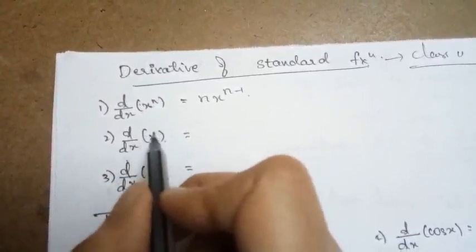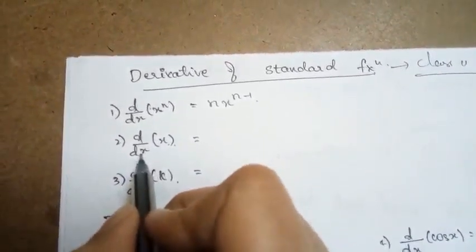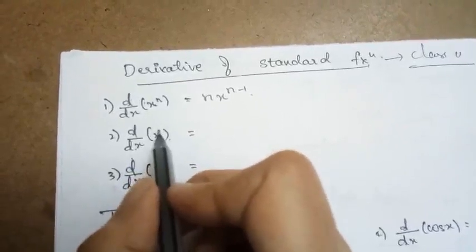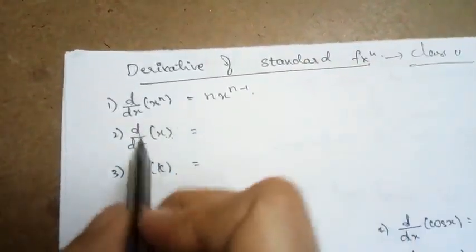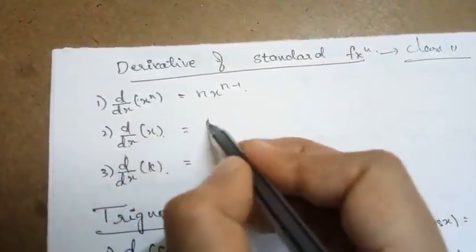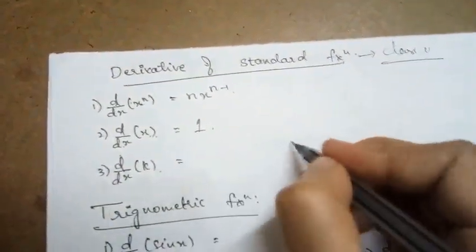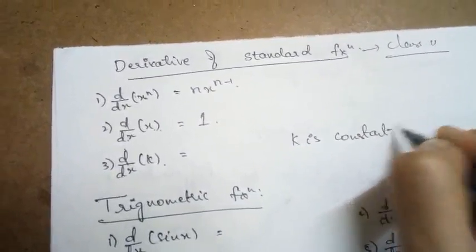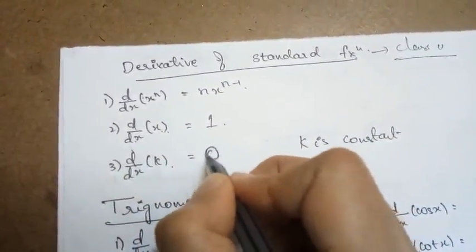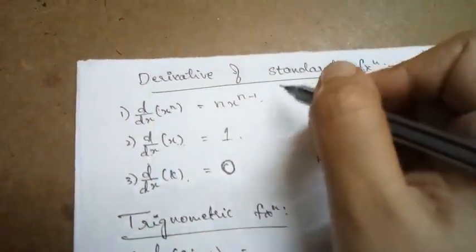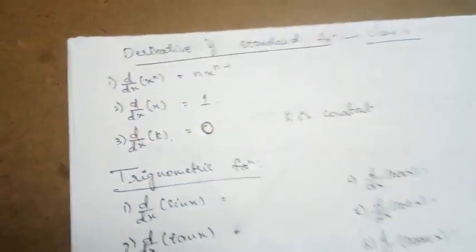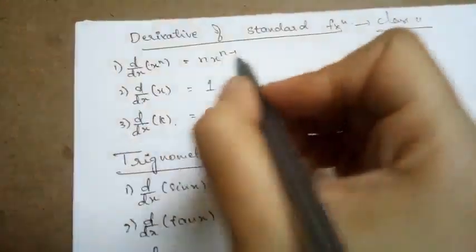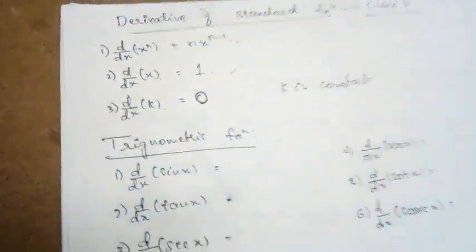d by dx of x: the derivative of a function with respect to the same variable. Whatever function we are differentiating, if we differentiate it with respect to the same variable, then it is 1. Suppose k is a constant, then the derivative of any constant function is 0. These are the purely basic things which we must be able to remember while differentiating any function. These are the purely basic derivatives.